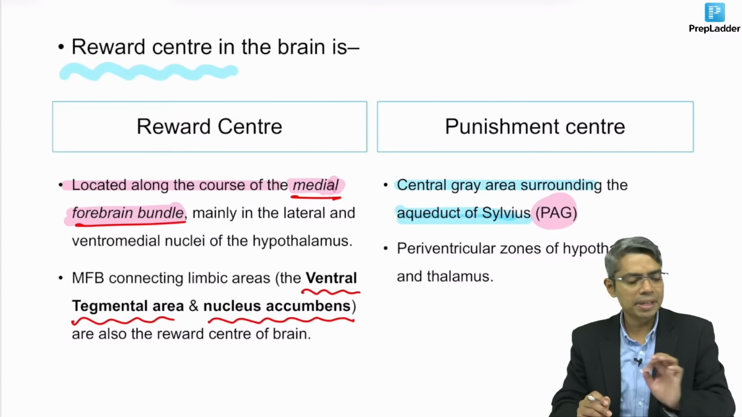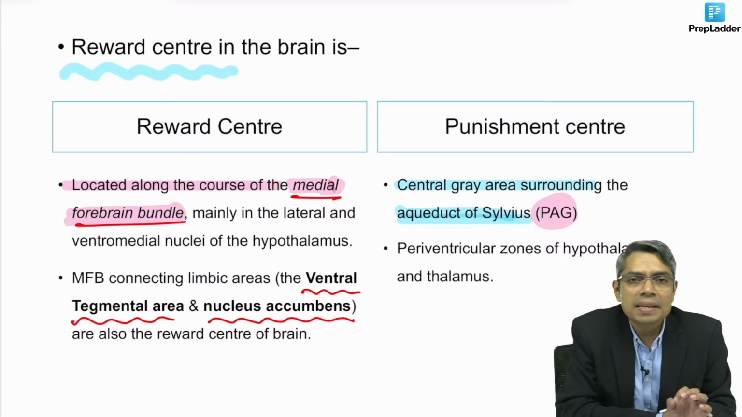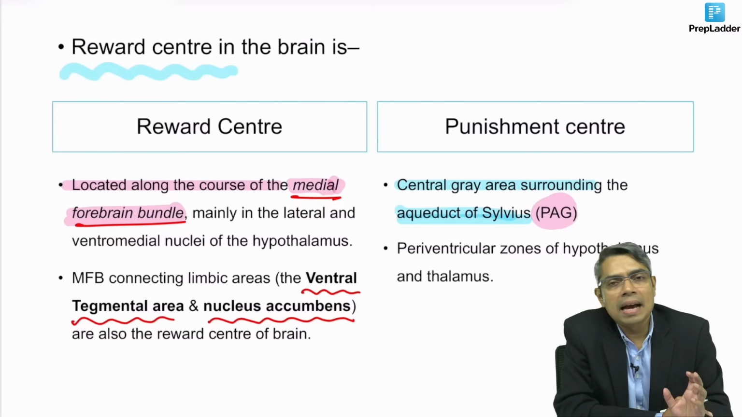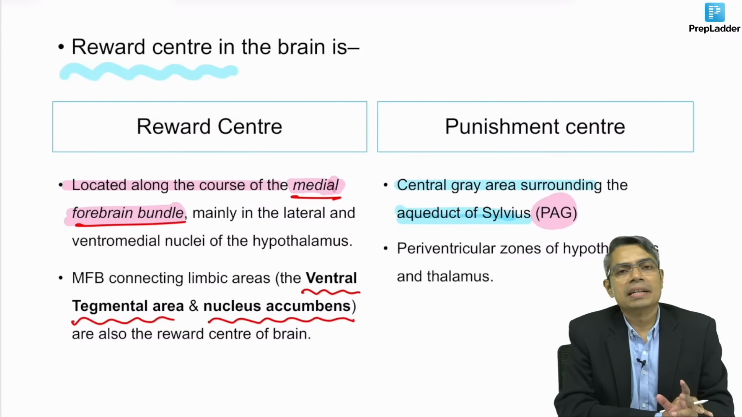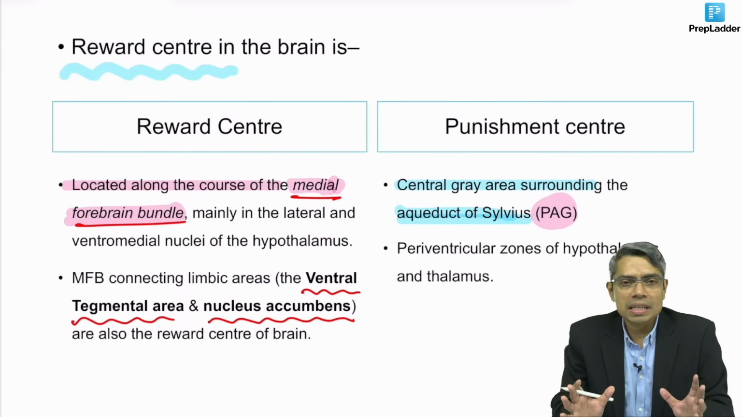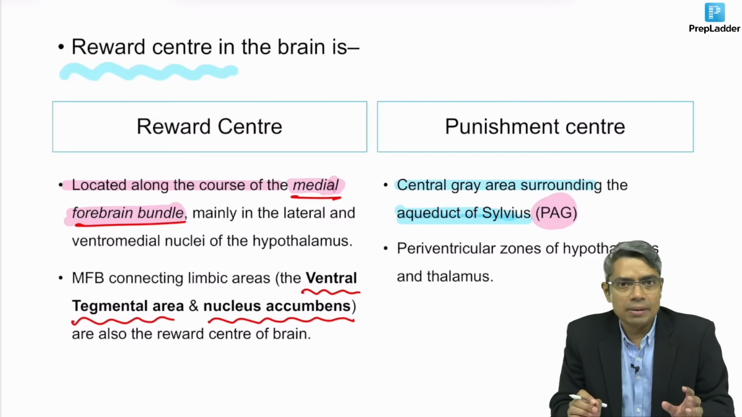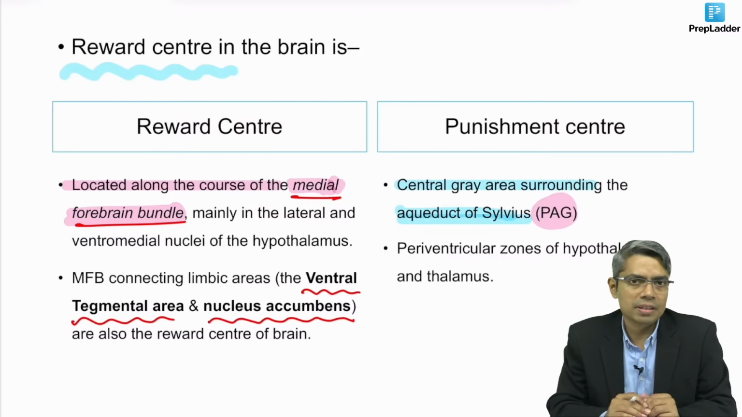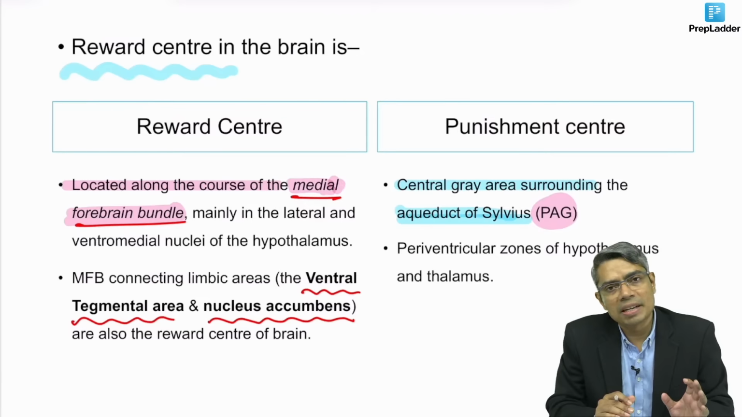So, the periaqueductal gray matter region is the area where, if you stimulate it, the animal will be very, very angry. It will take a defensive posture as if it is going to attack you. That kind of posture is obviously the defensive posture, the animal is angry, and that area where you are stimulating and causing this kind of behavior is known as the punishment center.